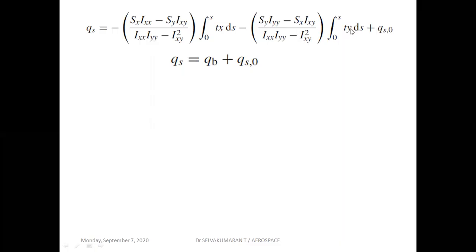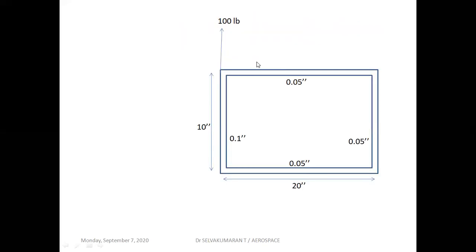The first term is what we use for the open section to calculate the shear flow, plus qs naught, where qs naught is the unknown shear flow value. Let this term be qb, the basic shear flow or open section shear flow, plus qs naught is equal to qs. So here qs is the final shear flow value for the closed section beam. Now let us do the problem.